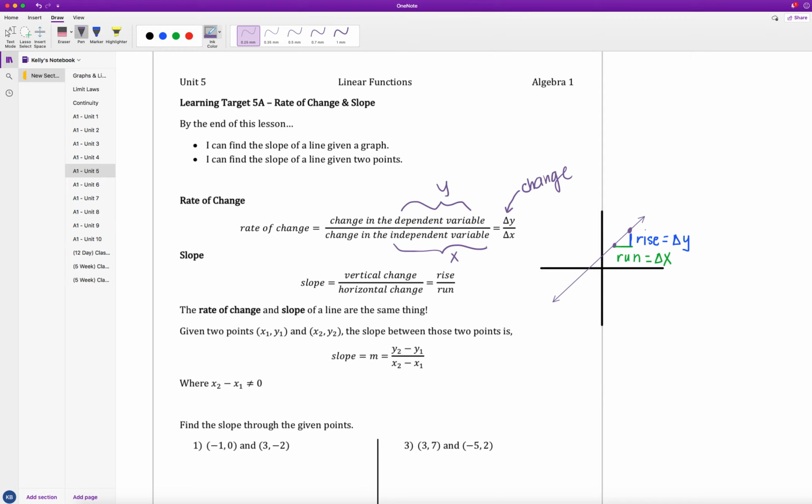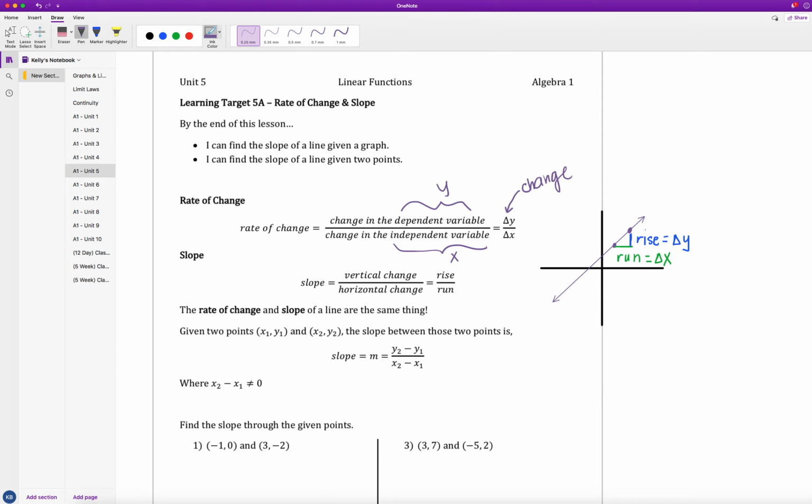If I look at this from a graph perspective, our rise is the vertical in the blue. How far have I moved up or down? And technically, we don't always rise. Sometimes we could fall instead if our slope is going down. And we'll talk about those two different types of slopes. And our run is our horizontal distance. So what is the difference from my first point on the left to my next point on the right?